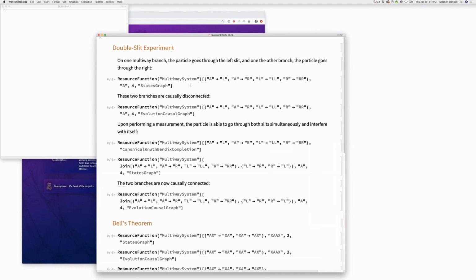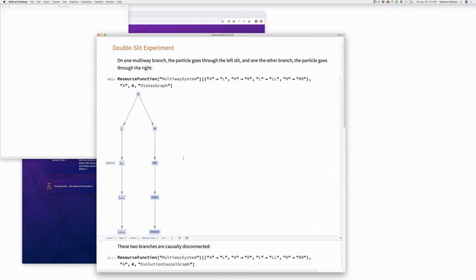So Jonathan has a multiway system here, which he claims, and I still need to understand how this works, has some relationship to the double slit. So let's try to understand what this is. So this is saying, I'm not really understanding this.